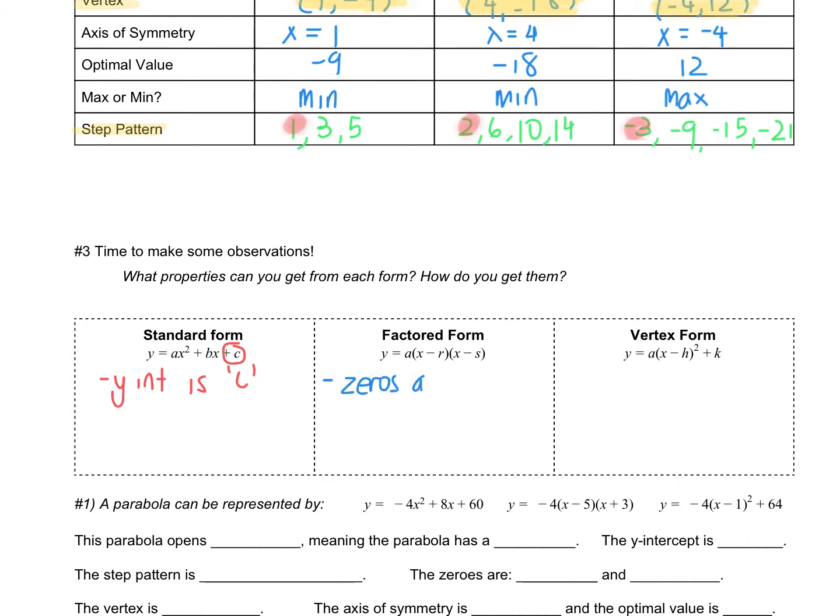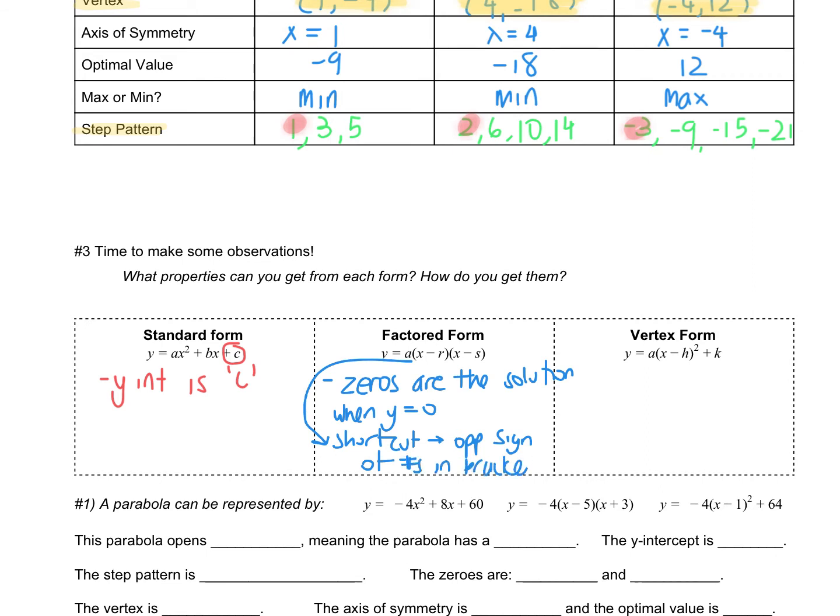Zeros are the solution when y equals 0. And the shortcut is that it's the numbers in the brackets but the opposite sign. So opposite sign of numbers in bracket. So those are the zeros.